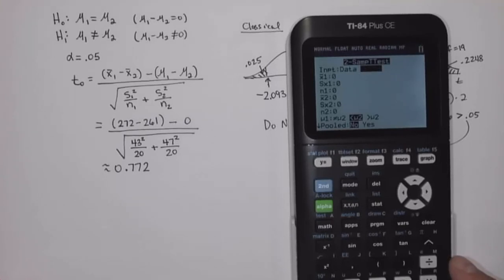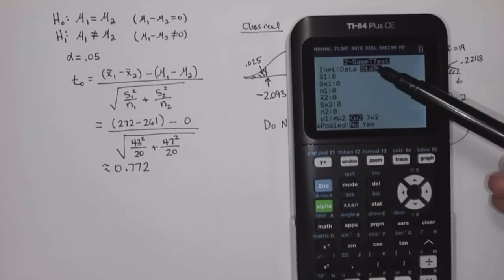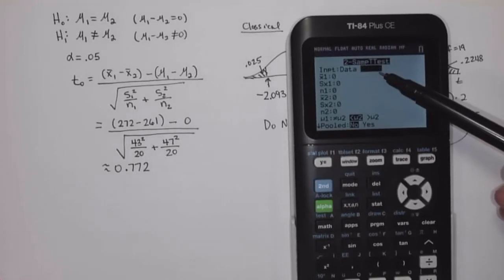So when I go to 2-sample t-test, I have two options. I can either have data or I can have statistics. Well, in this particular case, we have the summary statistics.